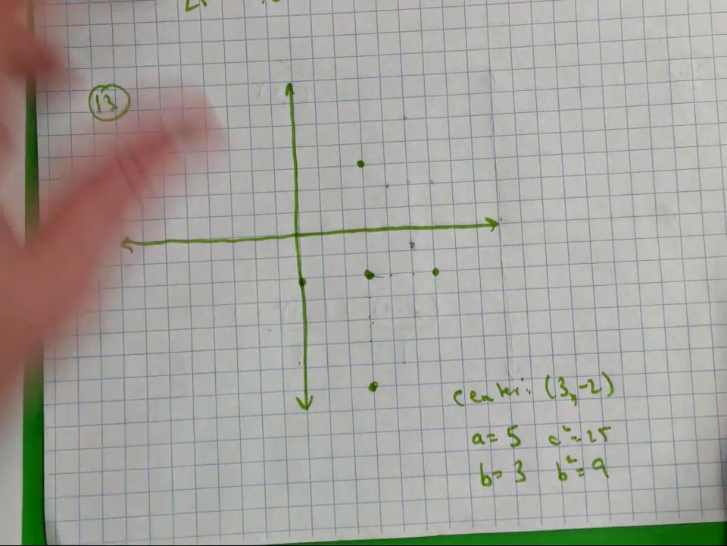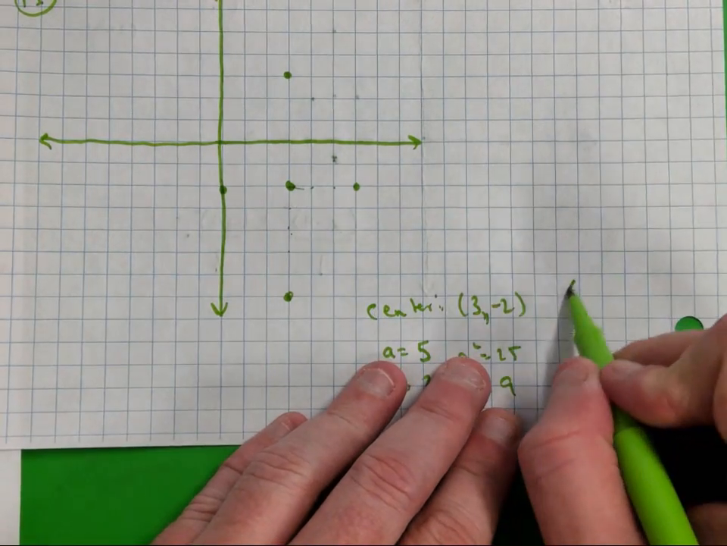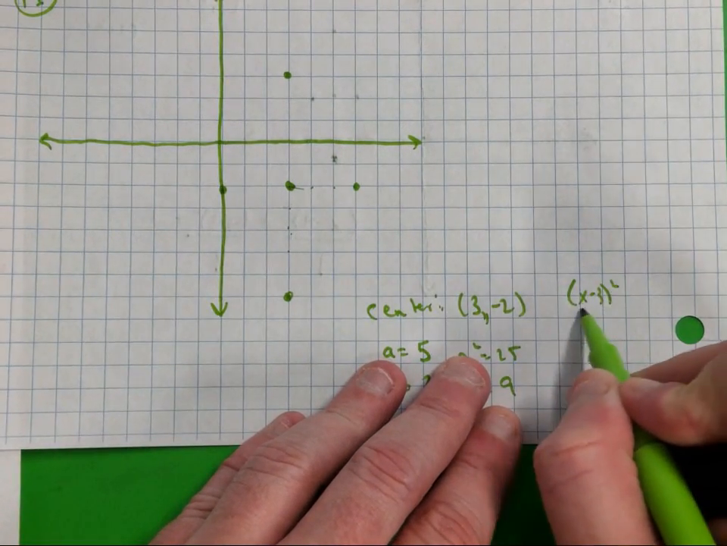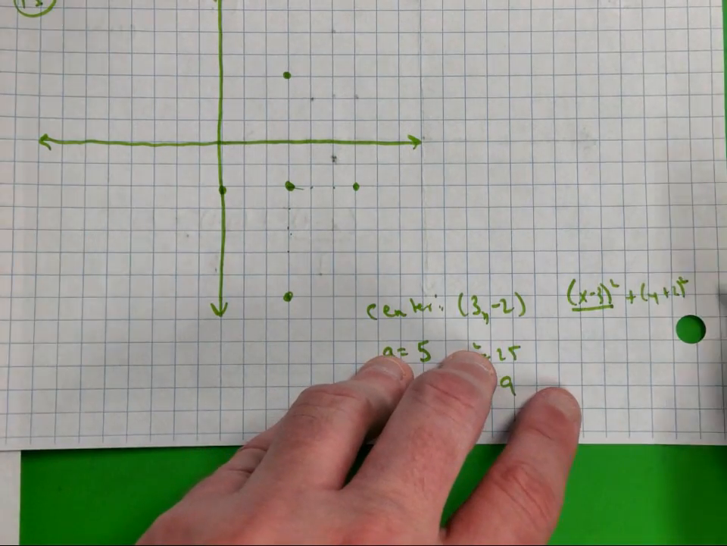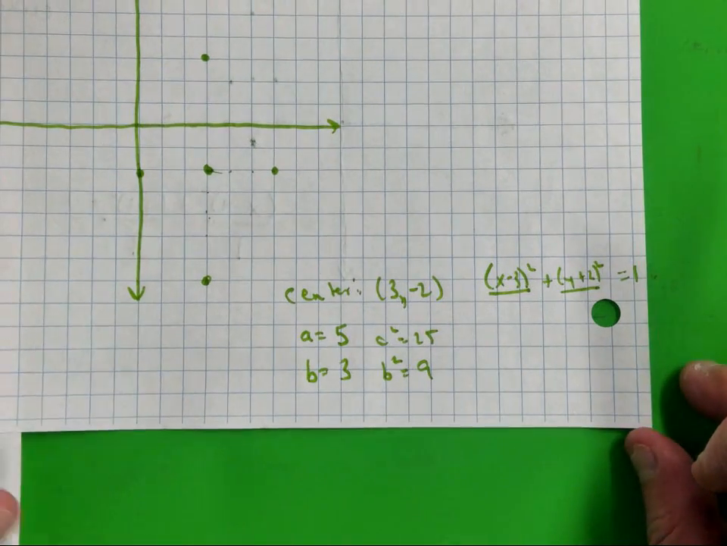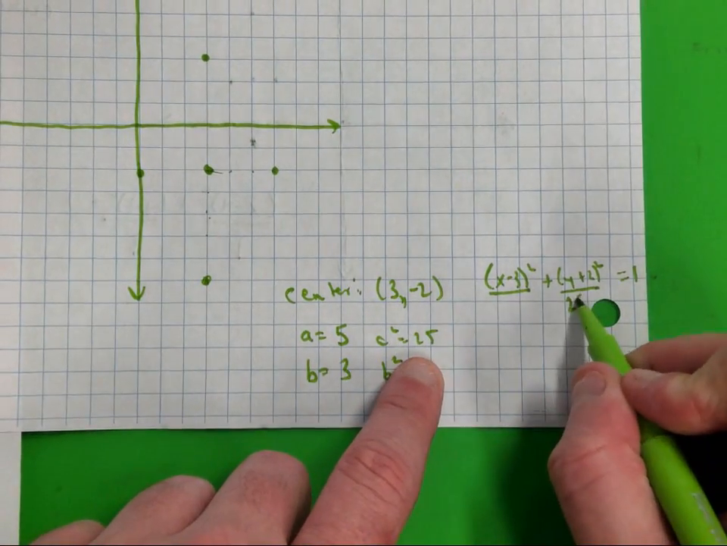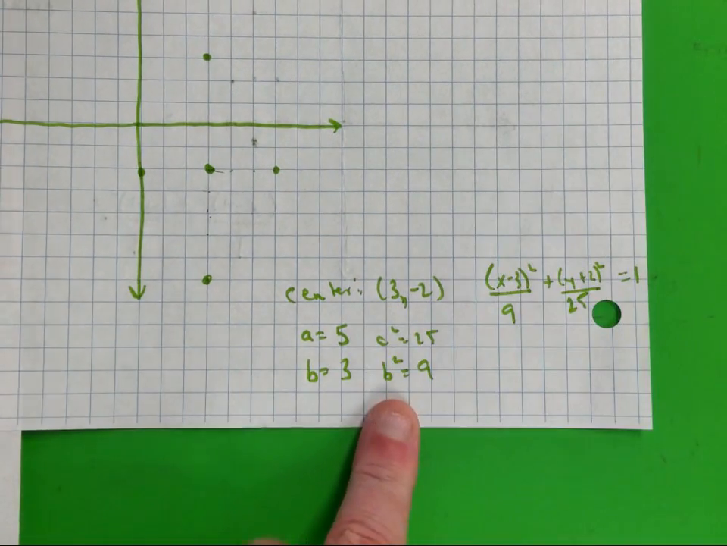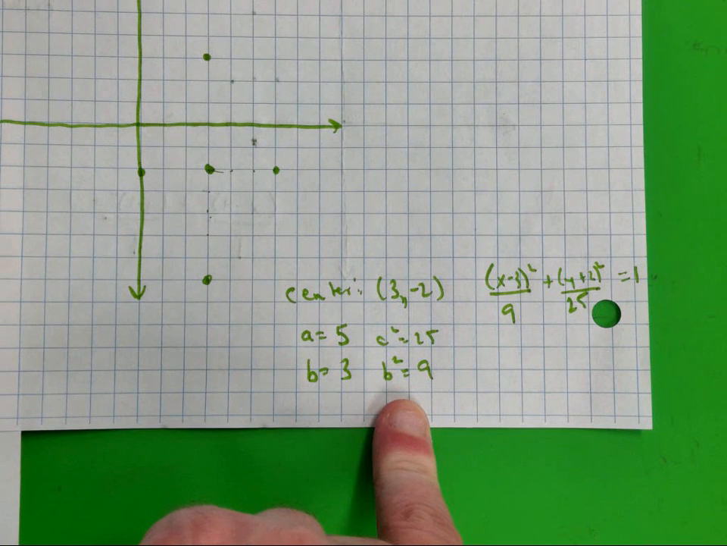So now I'm ready to write this equation. (x minus 3) squared plus (y plus 2) squared equals 1. My major axis is my y, so I'm going to put the larger number under this parentheses, and this will be 9. Are there any questions on that?